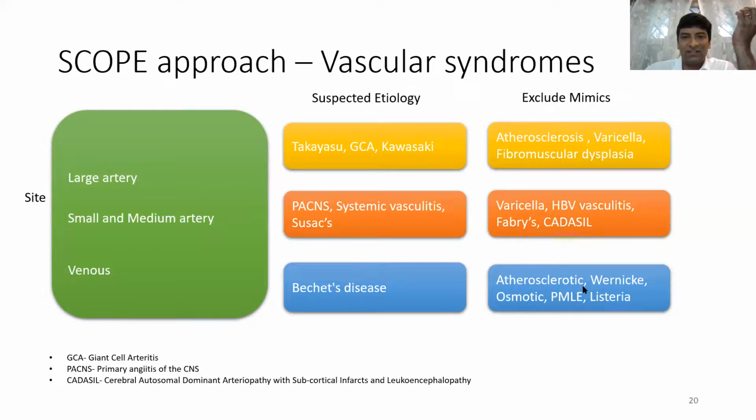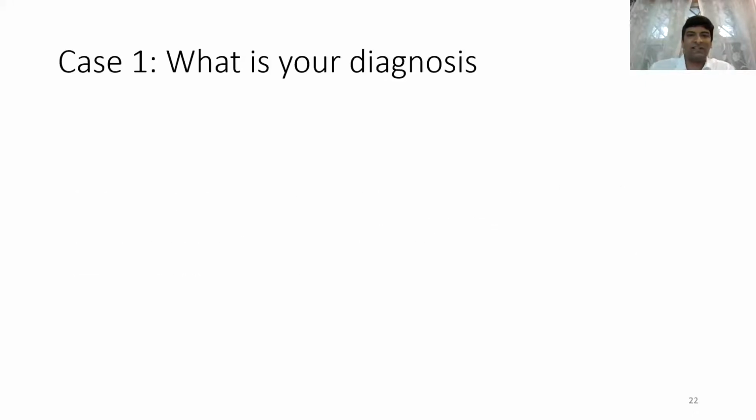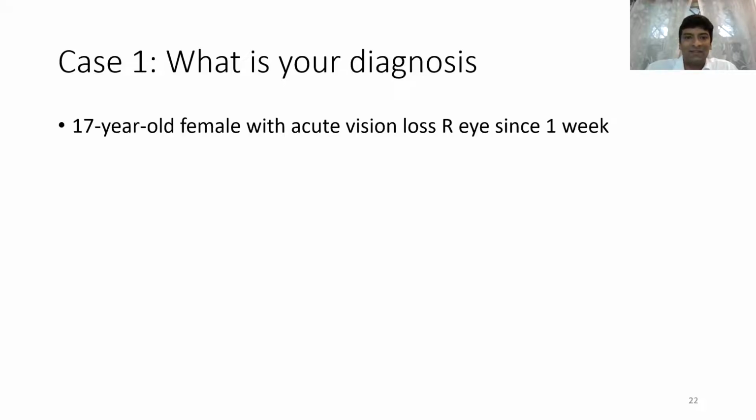Okay, so having broadly covered various disorders under the headings of white matter, gray matter, and vascular and meningeal, let's move on to some of the important common disorders and try to familiarize with them. Okay, so you can put your answers in the chat. What is your diagnosis here?